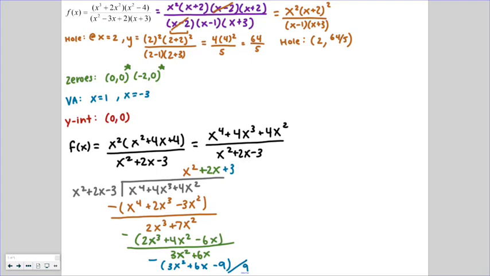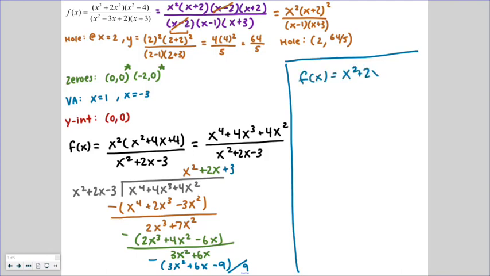All right, so when I rewrite the function after performing the long division, let me create some space here. Our function looks like this: x squared plus 2x plus 3, and then the remainder, 9, over the original divisor, x squared plus 2x minus 3.